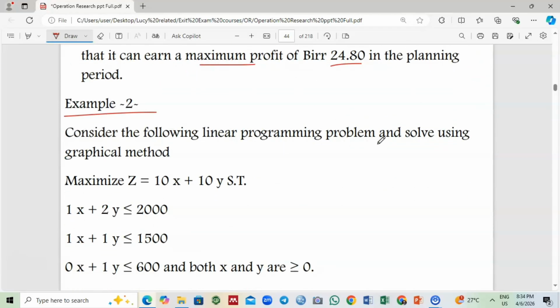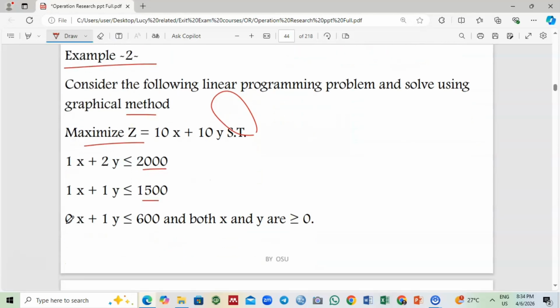Consider the following linear programming model and solve using the graphical method. Maximize 10x plus y as standard form. Inni kun standard form of objective function. Constraints: x minus 2y less than or equal to 1000, x minus 1y less than or equal to 500, 0x minus 1y less than 600. Both x and y are greater than or equal to 0, the non-negative constraint. Coefficient of a variable may be negative or positive.